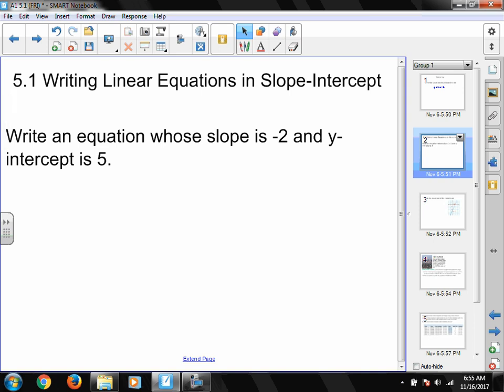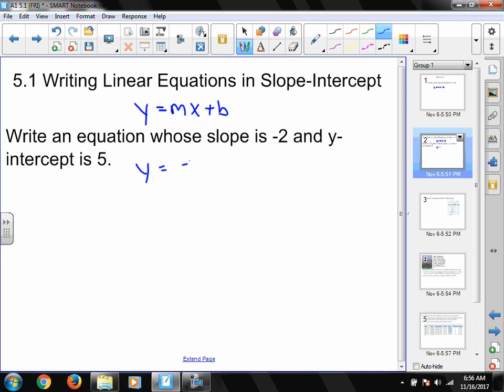So last chapter I gave you the equation and you graphed it. Now I could do things like this: write an equation whose slope is -2 and y-intercept is 5. Well, again, remembering that we use the form y is equal to mx plus b, where m is our slope, b is our y-intercept, we just plug in what we know. So y is going to be -2x plus 5. So just plug that in, the -2 in there, and the 5 in there, and we've got it.